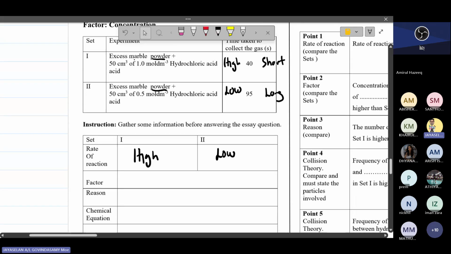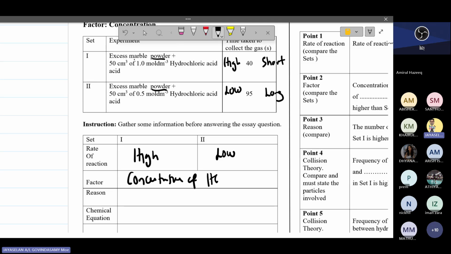Rendah, tinggi. The factor they use, what factor? Concentration. Concentration of what? Hydrochloric acid. So mana ni? Kamu tengok. Here they use 1.0 mol dm^-3. Here they use what? 0.5 mol dm^-3. So lower. So the rate of reaction: concentration of set 1 is higher than set 2.